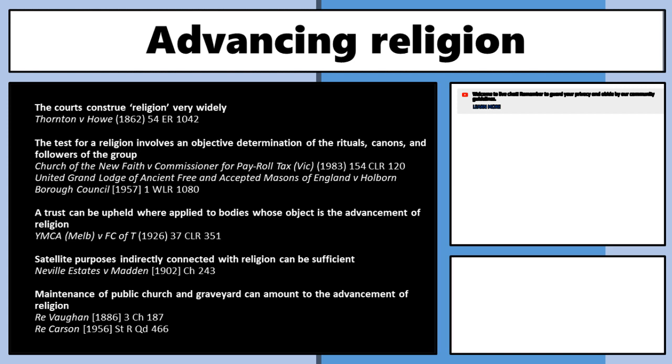Giving money to the YMCA is going to be sufficient to fall within this really wide scope of what it is to be religious. And again, it goes back to Watch Aid or the hunger case from the previous few slides, where they said doing things to advance one of these limbs doesn't have to be direct. You can give the money to one group and they can go and do other things. That is okay. In Neville Estates v Madden, it was funds advanced to the building and erecting of a synagogue. And again, they talked about the need to do things directly or indirectly. This is a purpose that tangentially advances religion. That is okay.